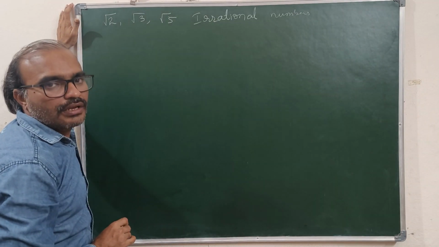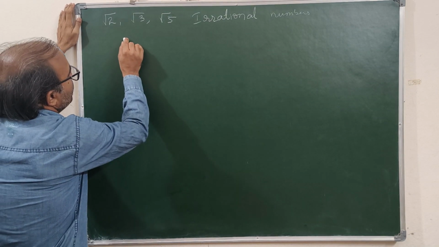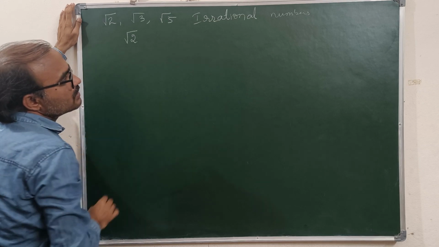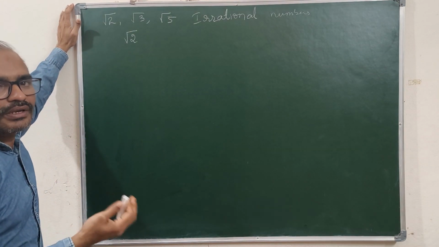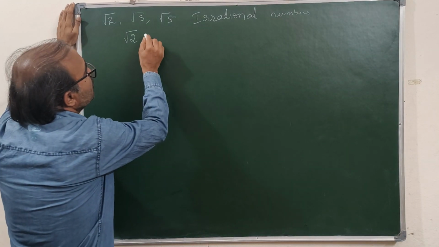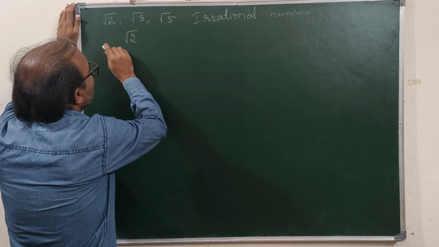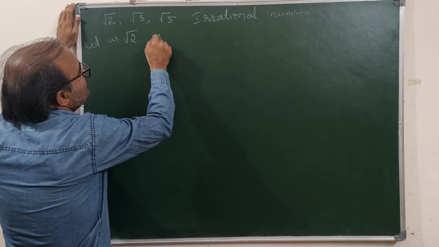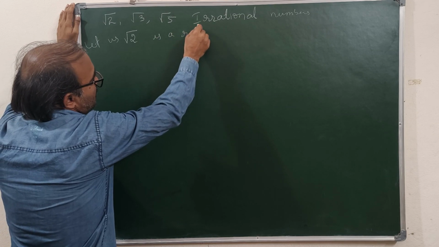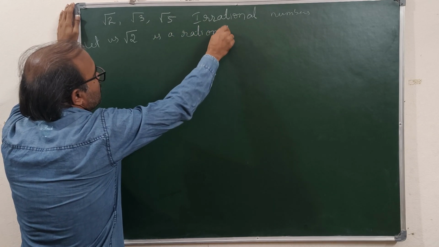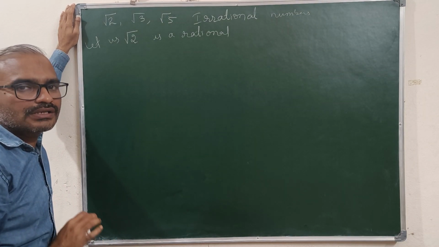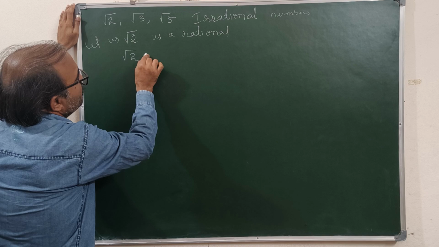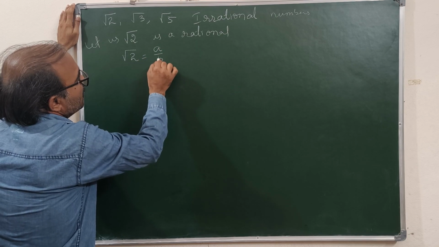So now let us take root 2. What we have to prove is that root 2 is an irrational number. So instead of that, let us consider root 2 as a rational number. As we have considered root 2 as a rational number, root 2 can be written in the form of p by q, right? A by b, right?